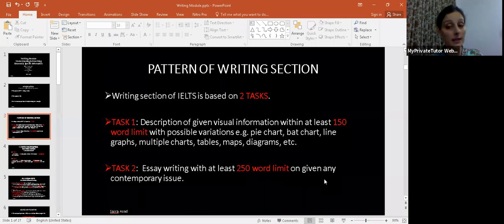Then task two, the second question, is going to be an essay, and the word limit is going to be 250 words on any contemporary issue. We are touching both the academic and the general training modules, so side by side, I'm going to give you the details of what you're going to have in the academic and what you're going to have in the technical side questions.